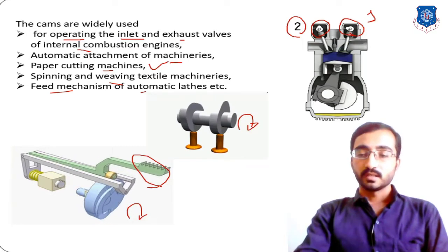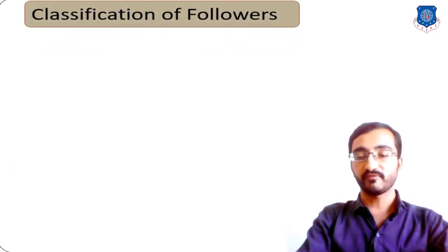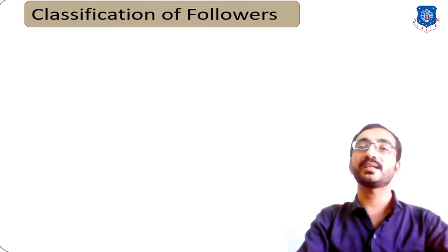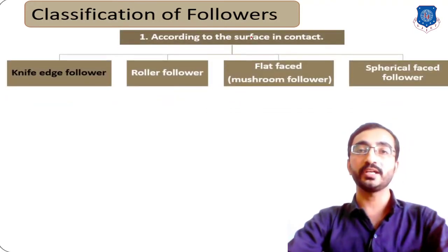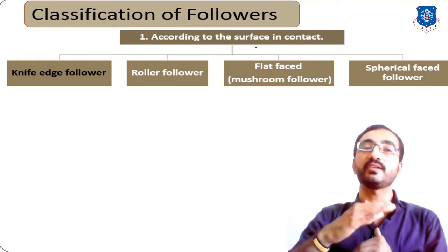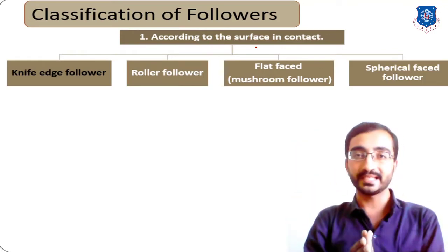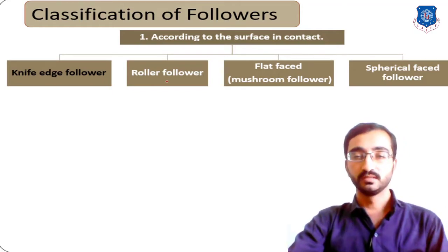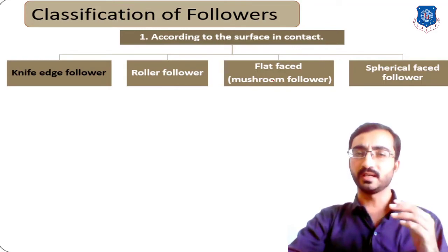Okay, now next one, the classification of followers. How are these followers classified? They are mainly classified into three categories. First one is classification according to the surface in contact, that is, how the cam and follower make surface contact between them. According to that, they are classified into mainly four categories: knife edge, roller, flat face, and spherical. We will learn one by one.